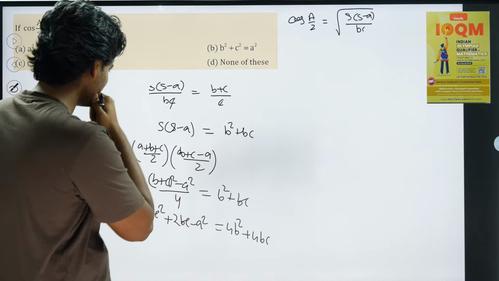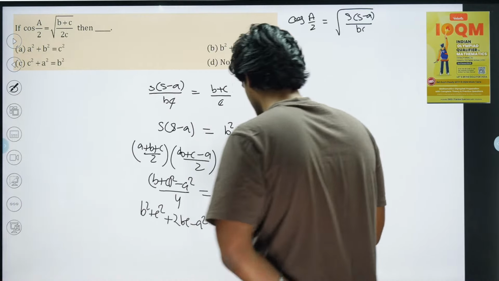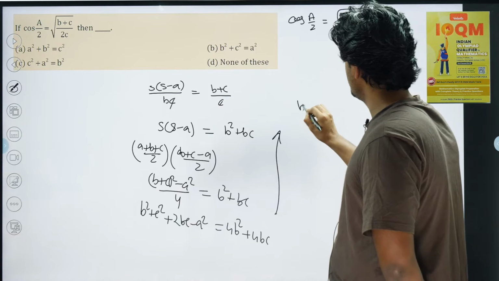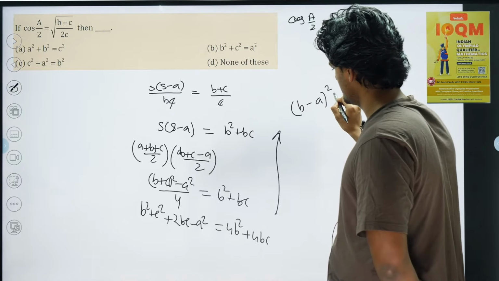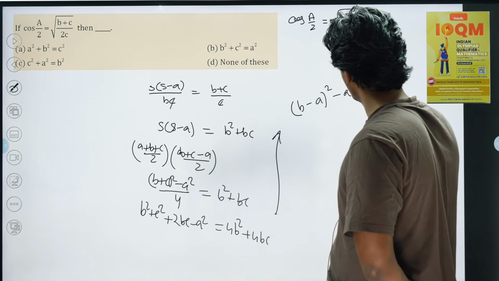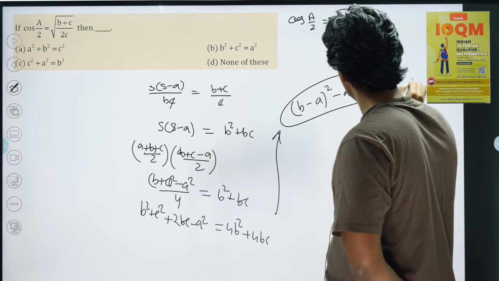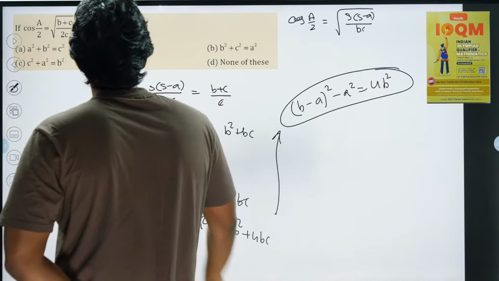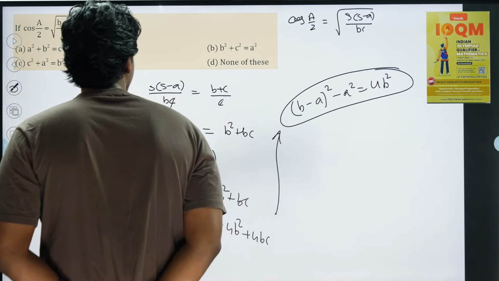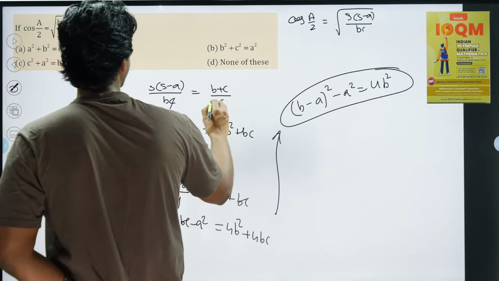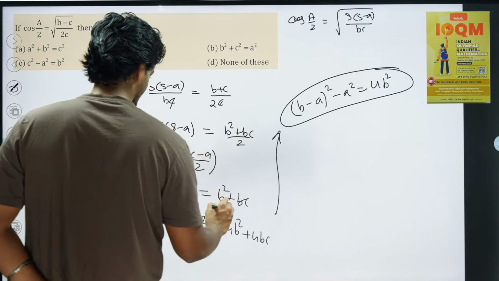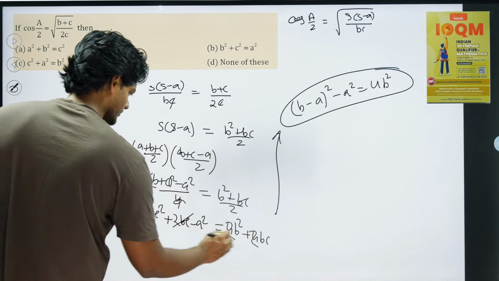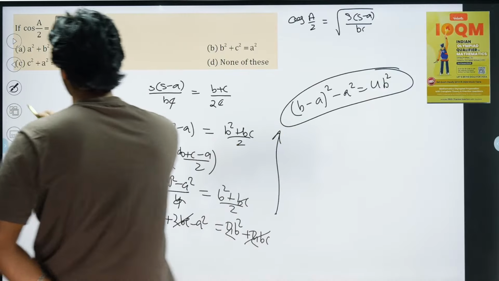Do we even have something? It's so weird. So it's b minus a whole square minus a square is equal to 4b square. Oh, by 2c, we have a 2 here, we have a 2 here. So this will be 2b square, 2bc. So 2b gets cancelled. Okay.